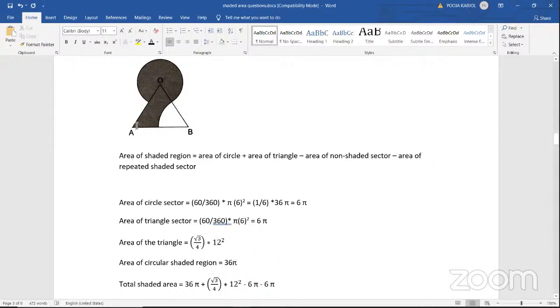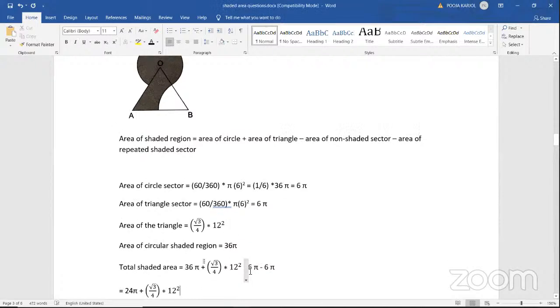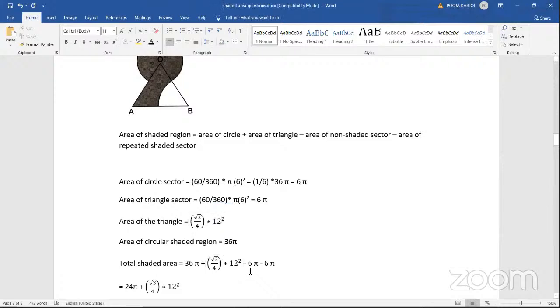Then the area of the circular shaded region is 36 pi, correct? This whole region without the sector and everything. It is pi r square, pi into 6 square, 36 pi. So the total shaded area would be area of the circle, 36 pi, plus area of the whole triangle, root 3 by 4 into 12 square, minus area of the repeated shaded area, which is 6 pi, so we are subtracting it, minus the unshaded area of the sector of the triangle, again minus 6 pi. Okay, 6 and 6, 12.